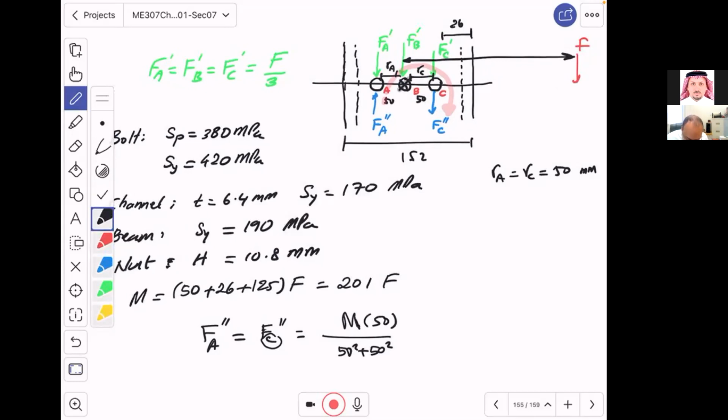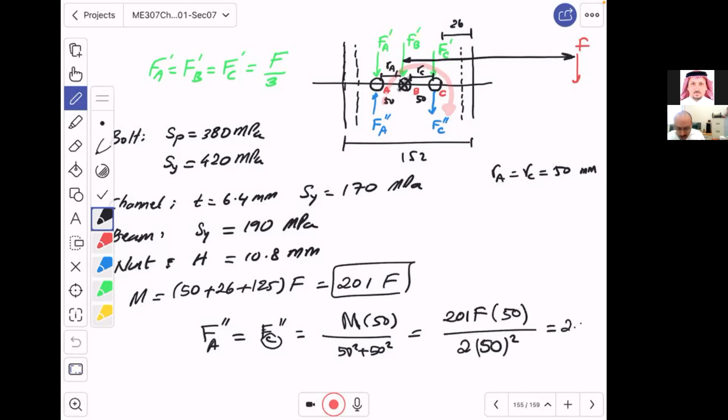So what are we going to get? Remember, M is 201F. That's the M. And then I multiply this by 50, and then I have 250 square. Is that right? So when I do the calculation, I will find that this is equal to 2.01F. Do you see that? Now, it's very interesting. Why? Because we will always try to express values in terms of F, because F is the unknown. Now, what is the next step?